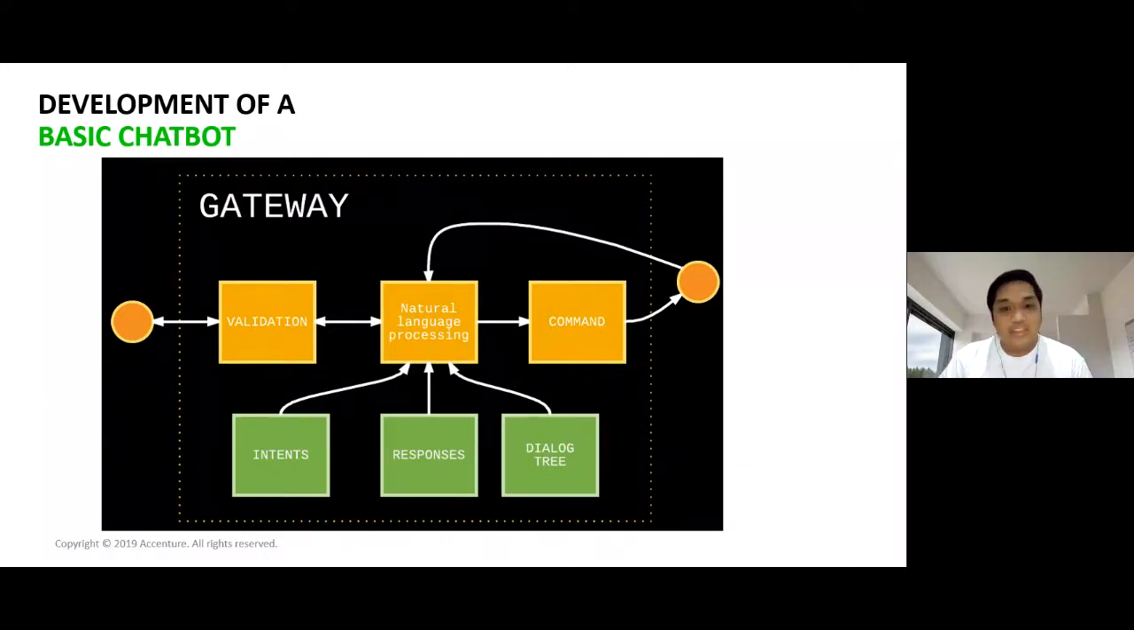The green boxes below are the components that we need to supply as developers of these applications. So we have intents, or the actions of your bot. We'll tackle these intents later on. We also manage or create the responses of our bot, as well as the dialogue tree.